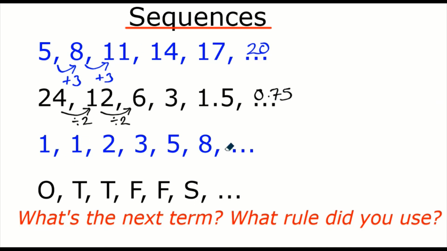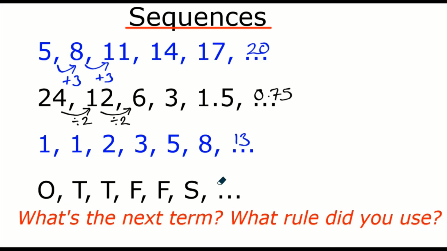The next sequence is what's called a Fibonacci sequence. This one's a little bit more difficult. You add up 2 terms to get the next term, so 1 add 1 is 2, 1 add 2 is 3, 2 add 3 is 5, 3 add 5 is 8, and 5 add 8 will give us the next term, which will be 13.